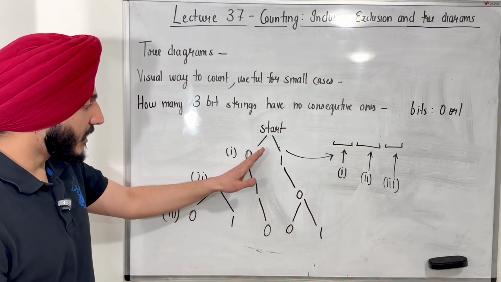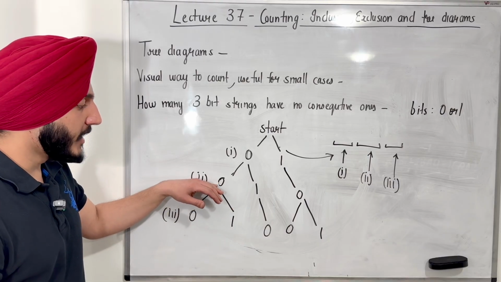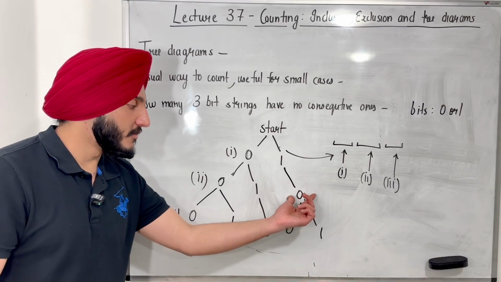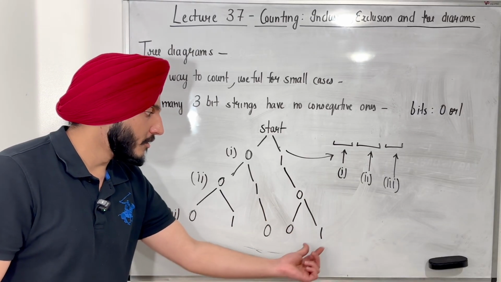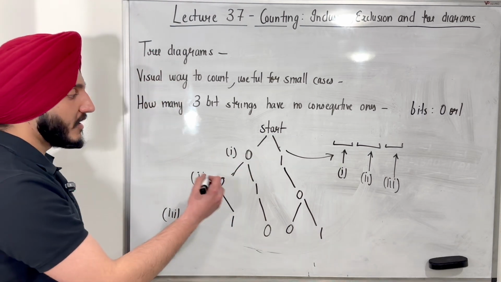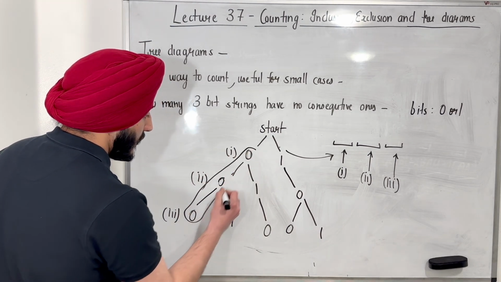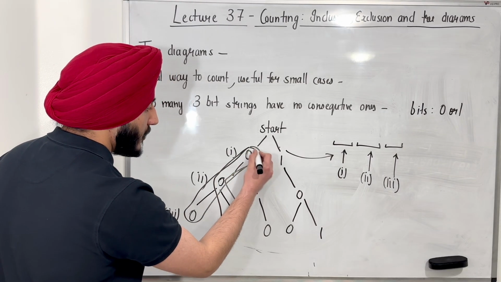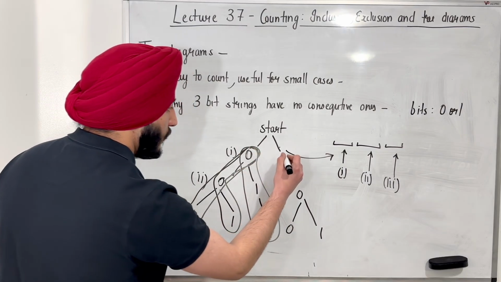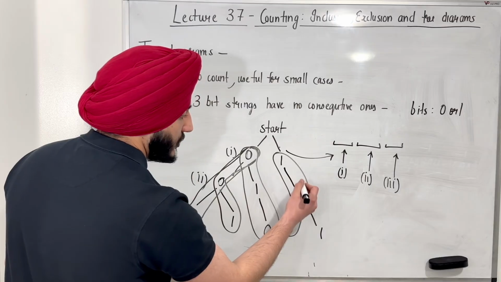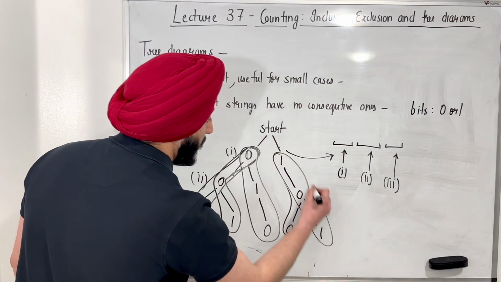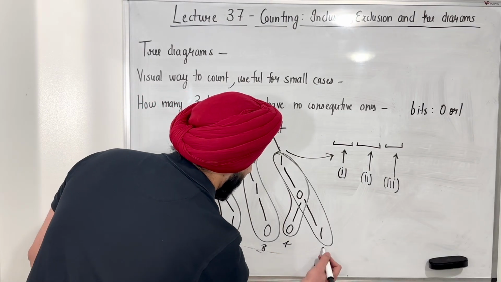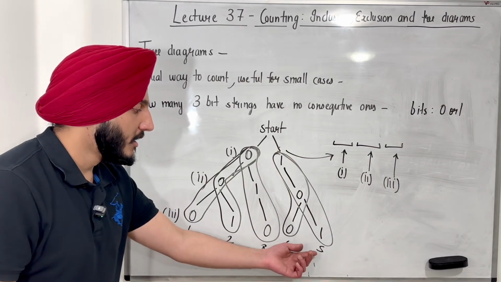Going further down, if my second value is 0, the final one could be 0 or 1. But if it's 1, then it could only be 0. So how many total bit strings would I have? Let's count together. First, 0, 0, 0. Second, 0, 0, 1. Third, 0, 1, 0. Fourth, 1, 0, 0. And finally, 1, 0, 1. So it would be 1, 2, 3, 4, and 5 in total. So 5 would be our final answer.